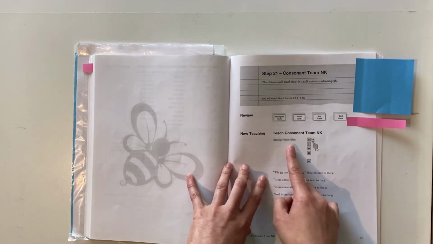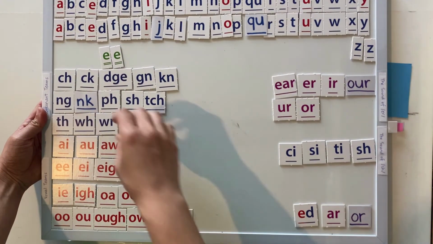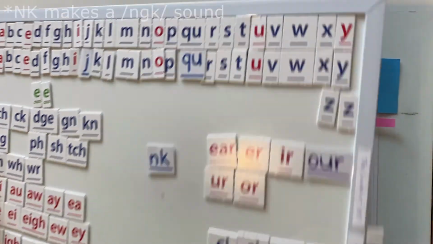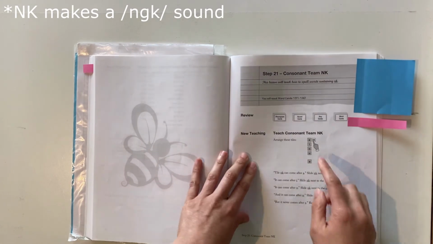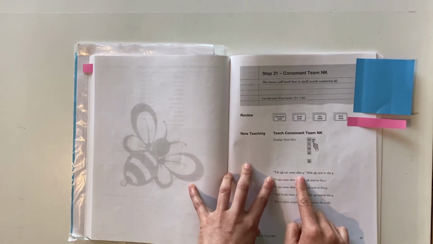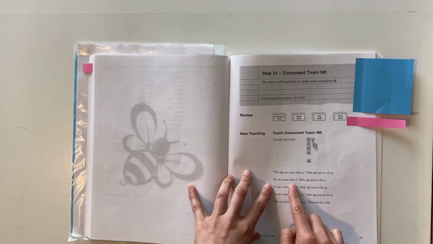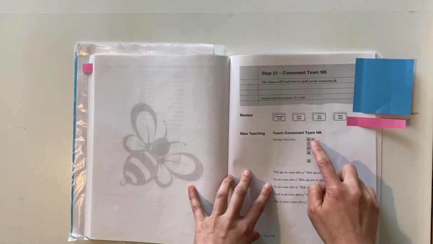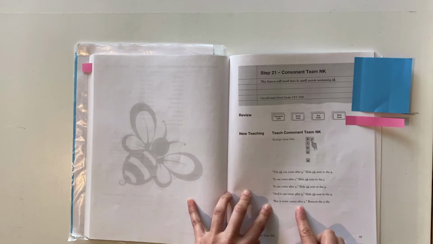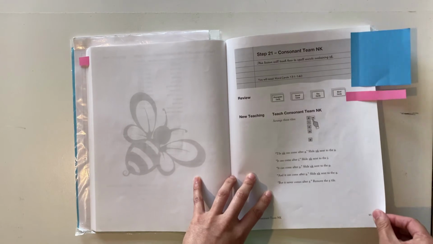So it says to arrange these tiles. So they're talking about these tiles here, and we're learning this one, nk. So you need your vowel tiles and your NK tile. Tile NK can come after A, and you slide the NK next to the A. It can come after I, and you slide the NK next to the I. It can come after O, it can come after U, but it never comes after E, and you remove the E tile. So it's very clear what you should be doing.